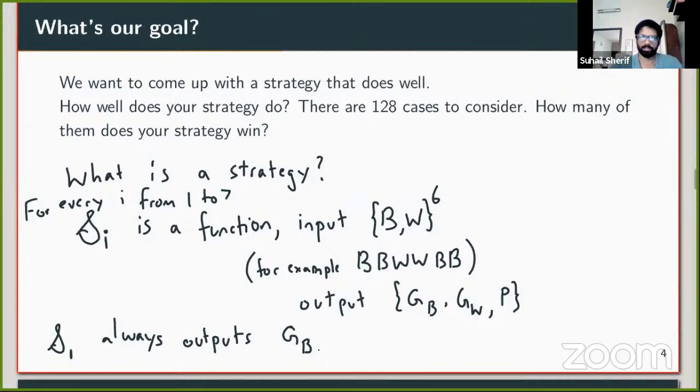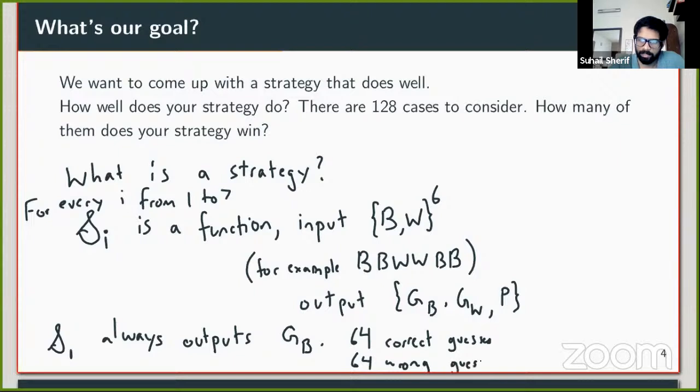Right, exactly. So in 64 out of these 128 cases, player 1 gets a black hat, and in 64 out of 128 cases, player 1 will get a white hat, because each case is equally likely. Half the time he'll get black, half the time he'll get white. So if he always outputs black, this is 64 correct guesses out of the 128 cases he can possibly face, and 64 wrong.